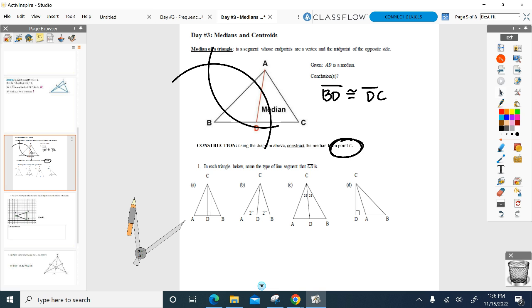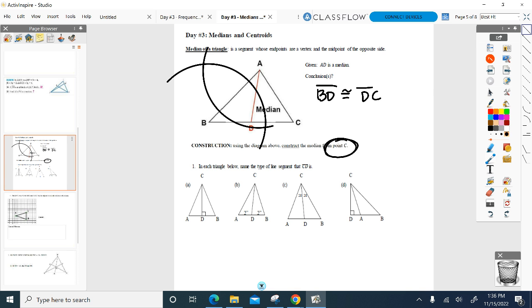But don't do anything after that. Please, please, please do not draw anything in after you have the two arcs. And this is why I asked not to do it. Is that my median? Is that a median? No. Why not? Because it doesn't come from where? It doesn't come from C. That's not a median. But it is what?